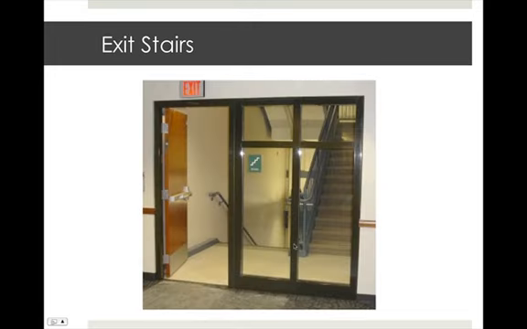As defined by code, exit stairs include the stair enclosure and any doors or openings that cut into the stair enclosure and the landing. So this system here, this glass, this door, this landing, and the stairs are all considered to be part of the exit stair enclosure. The system must meet all fire rating requirements, and all the doors must swing in the direction of egress. Oftentimes, those in a wheelchair will actually wait here on the landing of the exit stair for assistance by the fire department.